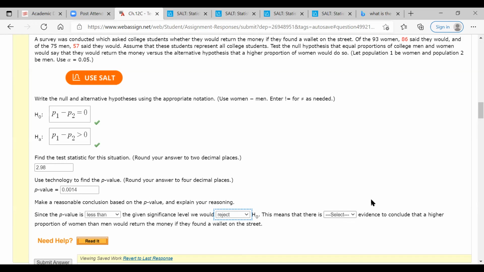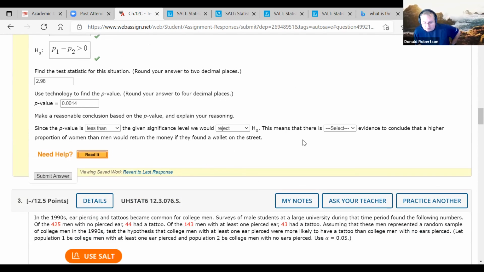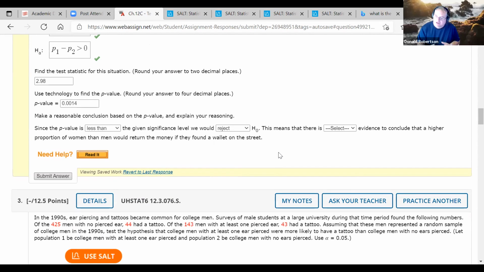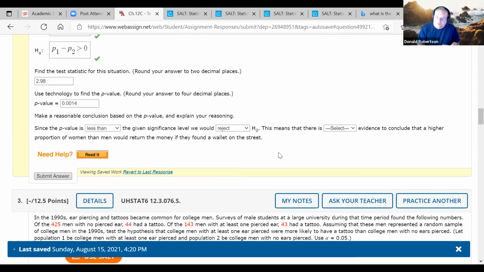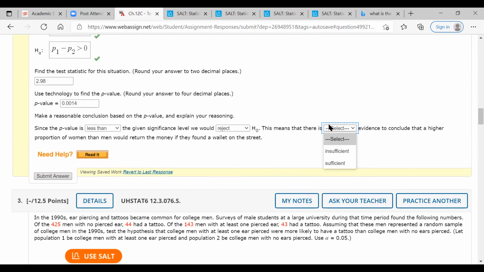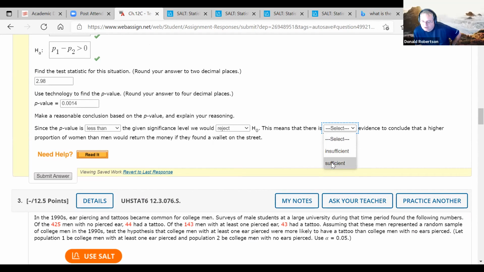Right. Now, what that means is when you say you reject the null hypothesis, you're essentially saying that the p-value is so small that you couldn't have got the sample you got by luck. And therefore, that means that you've actually proved that the alternate is more likely to be true. So we finish the sentence then, it says, this means that there is, let's see what the choices are, and sufficient, so it's the bottom word. So that means there's sufficient evidence to conclude that a higher proportion of men. So you've proved the alternate is true.